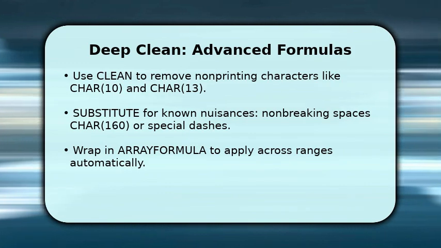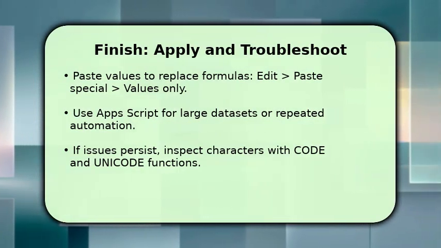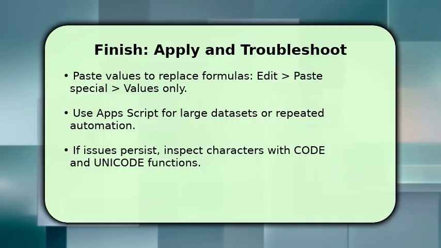Finalize by converting helper results into real values. Copy the helper column and paste special, values only, over the original column. Once done, delete helper columns and verify samples.